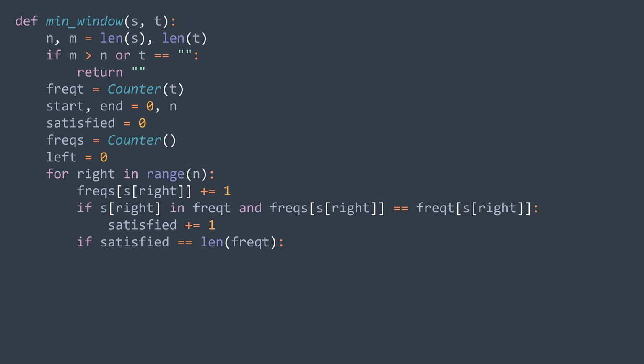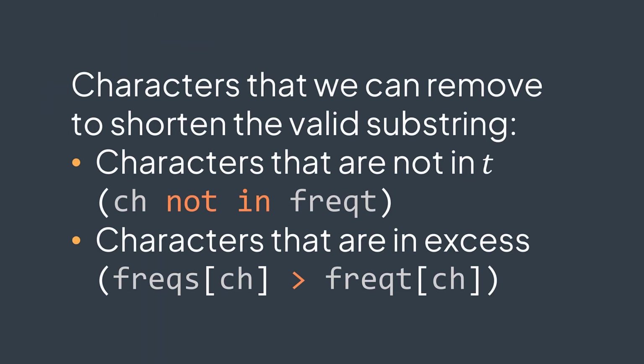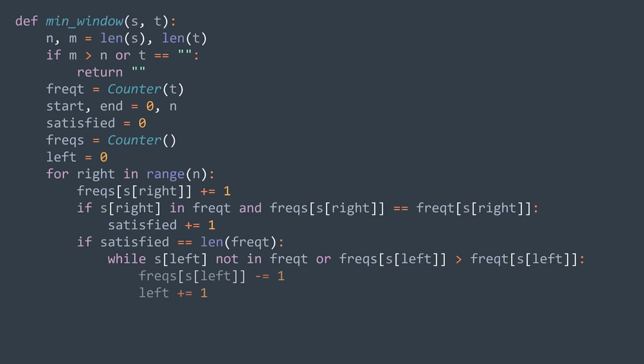We don't know how many characters we are going to remove from the window, so we use a while loop. We said that we keep removing characters while the character at left isn't important, and a character that is not important means that either it's not a character of t or it's in excess, means we have more than what's required. We write while s of left not in frect t or frax of s of left greater than frect t of s of left. Inside the loop, we remove the character, which means that we decrement its number of occurrences in frax and move left to the next position.